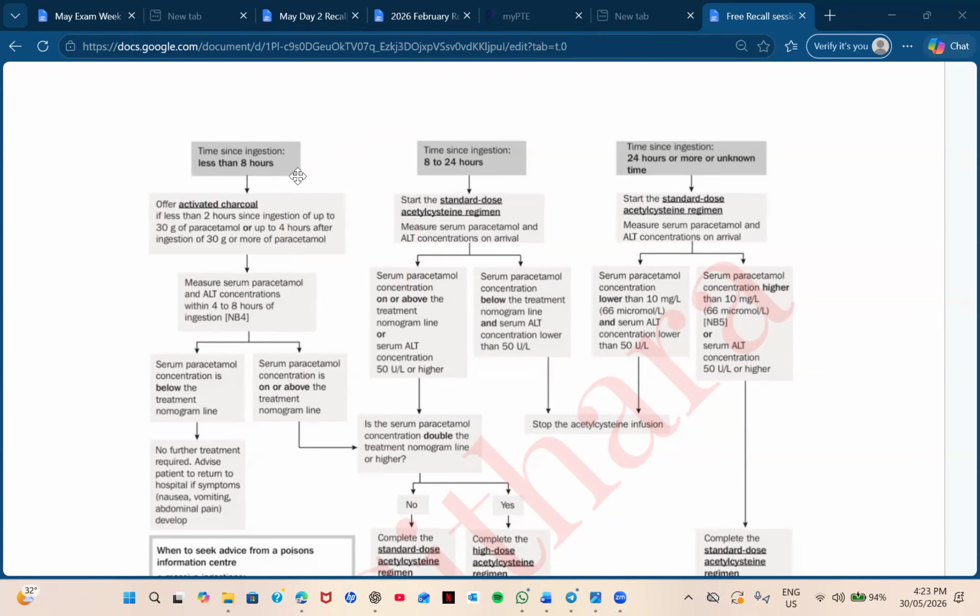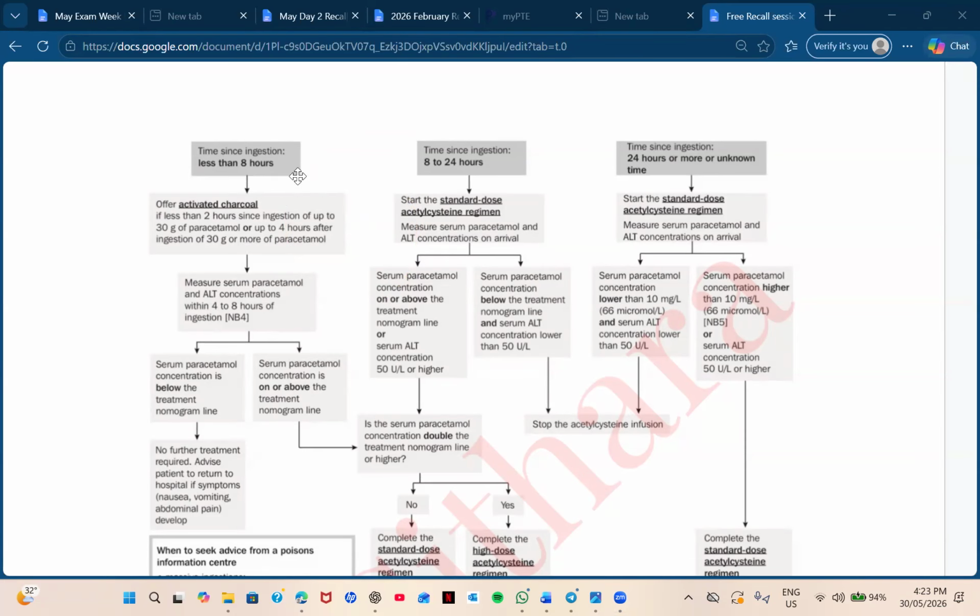In this scenario, the most appropriate next step is to check the paracetamol level and compare it to the treatment nomogram at 4 hours post ingestion. This approach is correct because we are dealing with an acute overdose that occurred 4 hours ago. The paracetamol treatment nomogram is designed for use in acute single overdose and is typically applied at 4 hours post ingestion. Right, doctors?